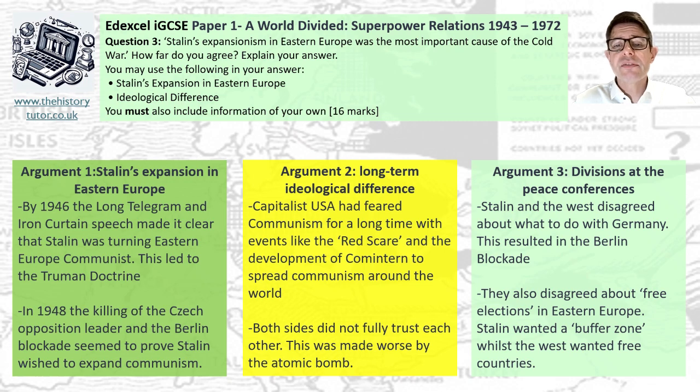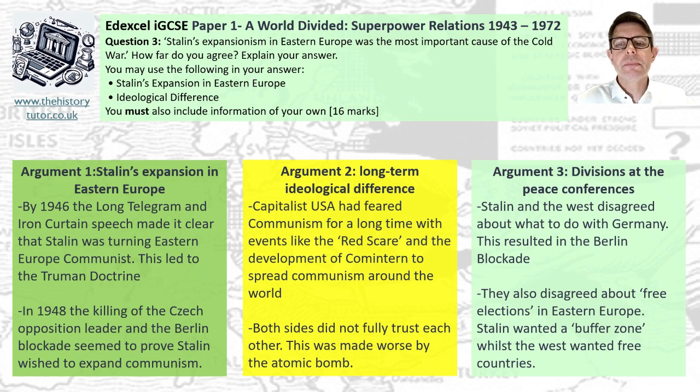So capitalist USA had feared communism for a long time. Events like the Red Scare and development of Comintern, the Communist International to spread communism around the world, had led to fear. Both sides did not fully trust each other. This was made worse by the atomic bomb. Misunderstandings kept developing because they didn't really trust each other.